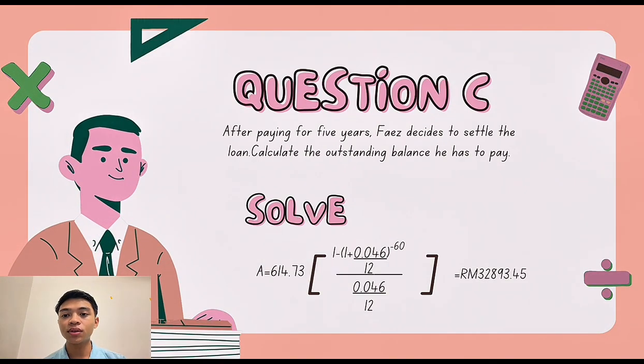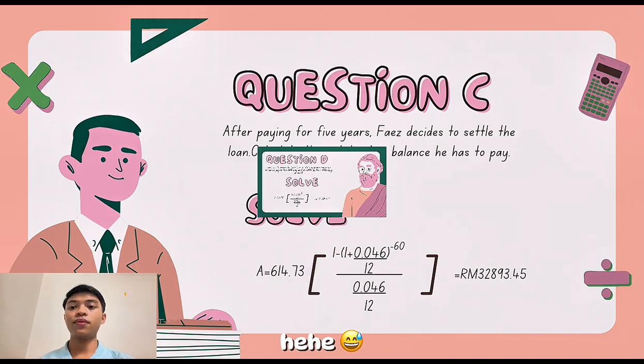After paying for 5 years, Faiz decides to settle the loan. Calculate the outstanding balance he has to pay. For question C, we have to use the formula A equals R open parenthesis 1 minus open bracket 1 plus i close bracket to the power of negative n, all divided by i close parenthesis. We replace it to A equals 640.73 multiplied by open parenthesis 1 minus open bracket 1 plus 0.046 divided by 12 close bracket raised to the power of negative 60, all divided by 0.046 divided by 12. Value of A is approximately 30,893.45. Move to the last question.